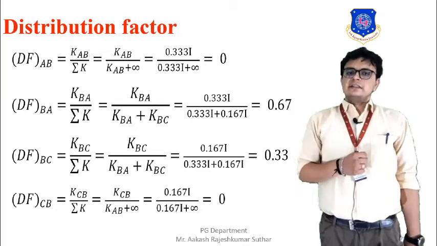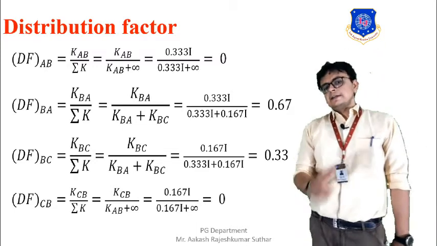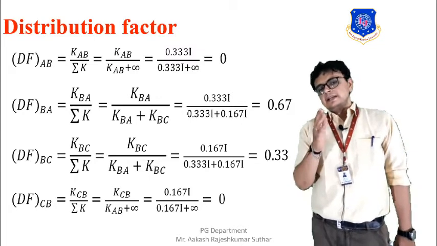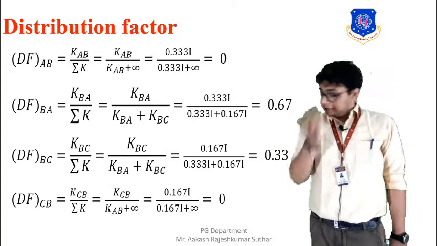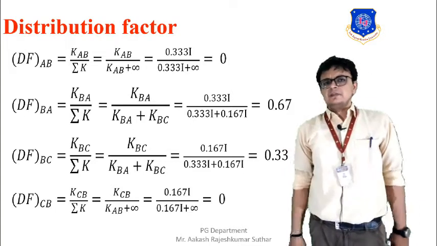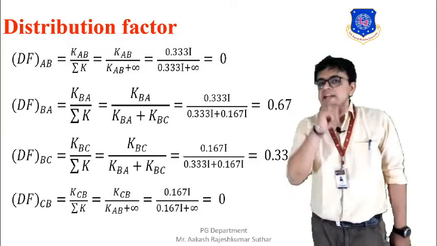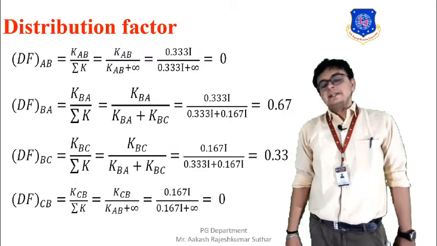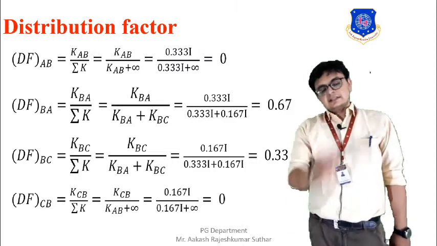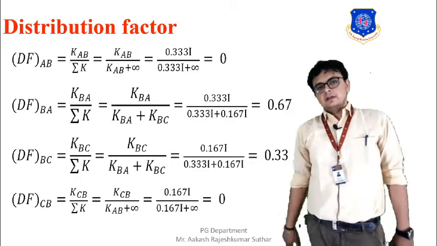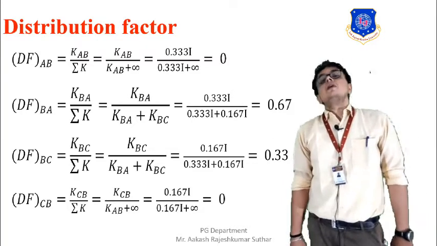Moving towards the next, that is the BA member. BA will have the joint B, which has the stiffness factor of BA and also BC. So ultimately what we have to do is add the stiffness of BA and BC to find the distribution factor of BA. In the numerator we will have the stiffness factor for BA, and we divide it by the summation of all the stiffness factors for the joint.